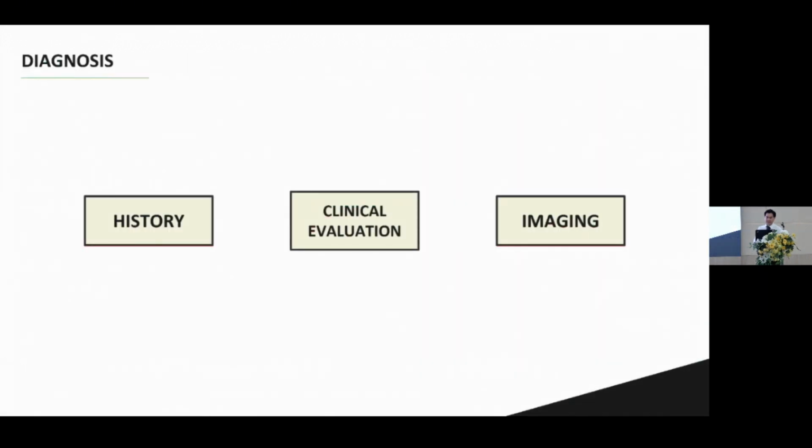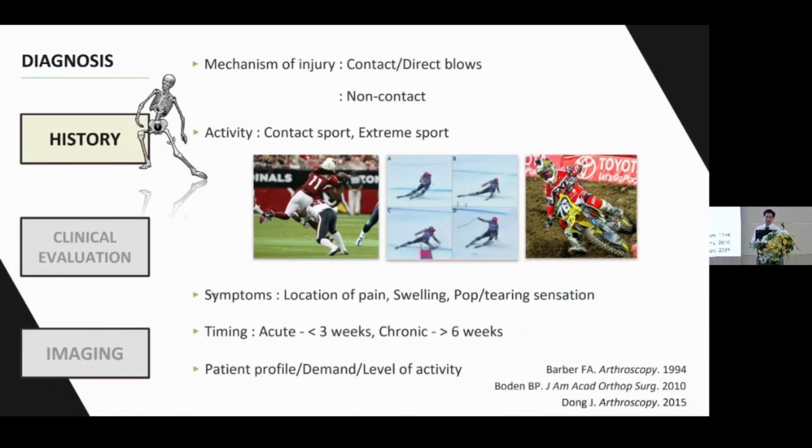We can diagnose this injury by taking history, clinical exam, and imaging. The mechanism of injury and the activity that the patient was involved in can give us a clue of this combined injury. A high energy mechanism from contact sport or extreme sport, such as dirt biking, can give us a clue. And also the symptoms, chronicity, and their demand and profile can guide us through the treatment.